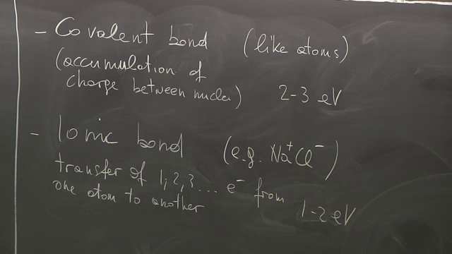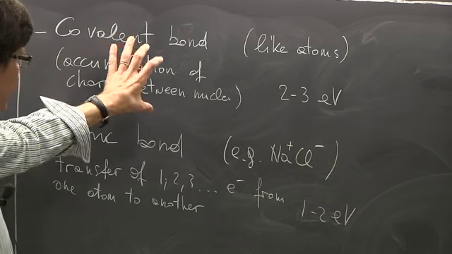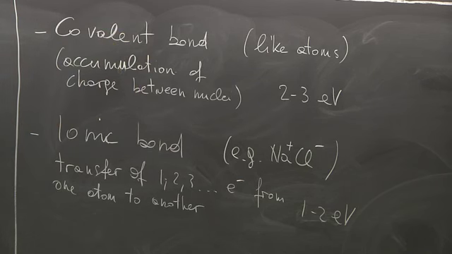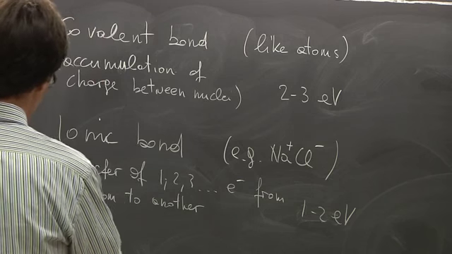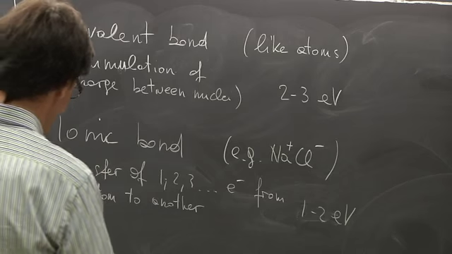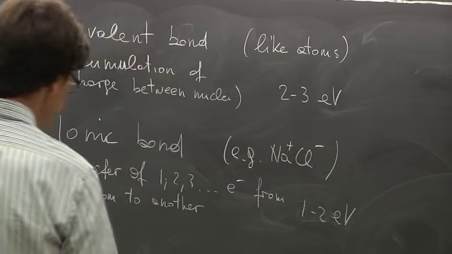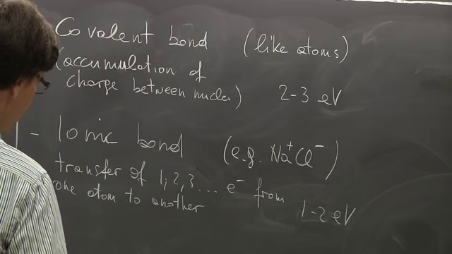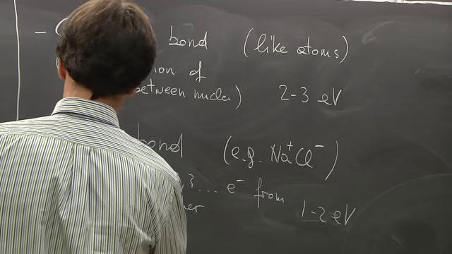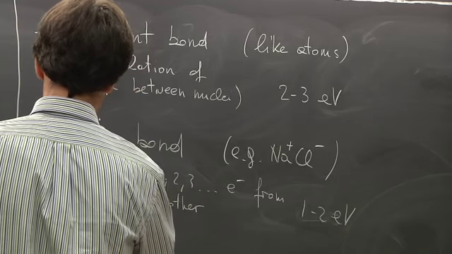So these are the two extreme cases where either the charge is accumulated between the two atoms or the charge is transferred from one atom to the other one in the case of ionic bonds. There are, of course, other ways in which the atoms bind to one another, and I'm just going to list some of the weaker bonds that can be classified, at least in chemistry.